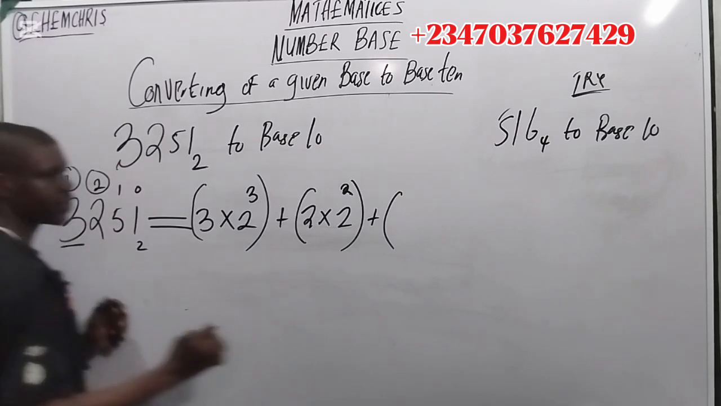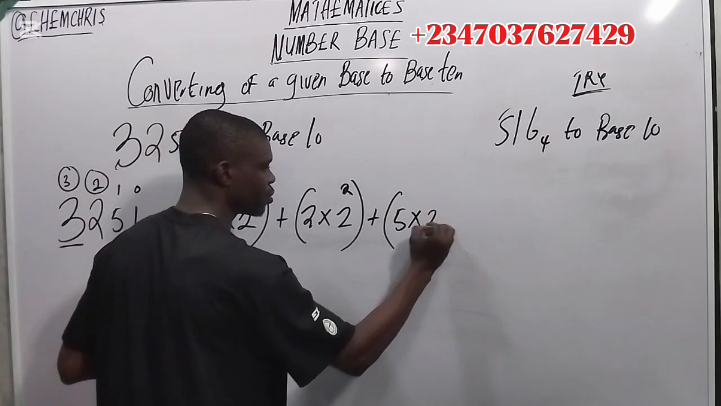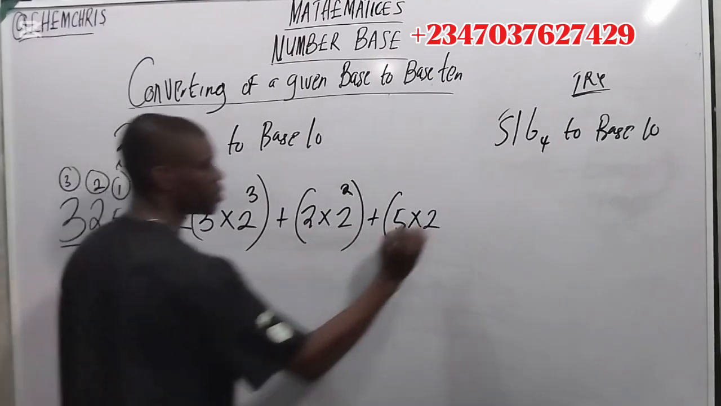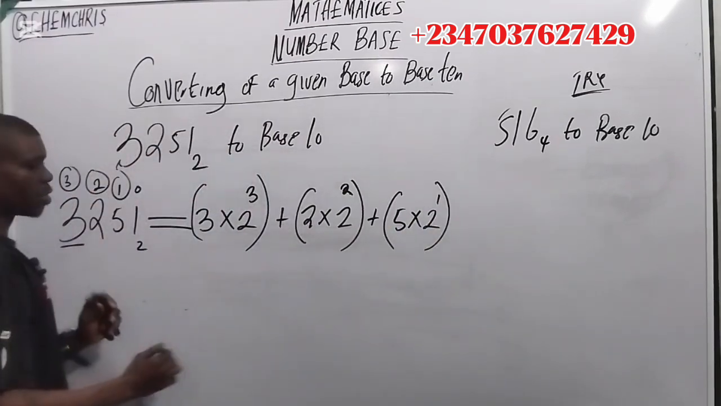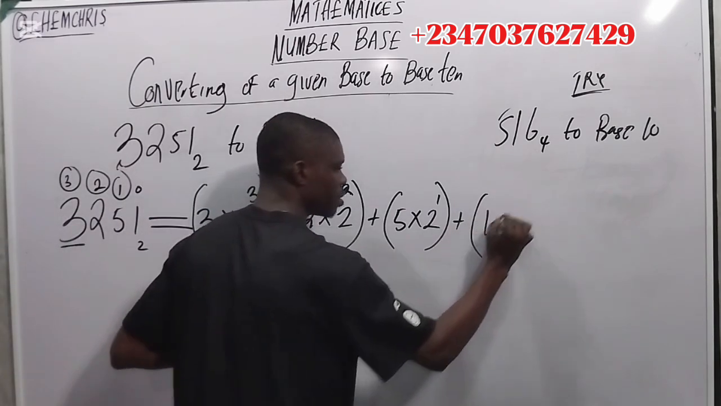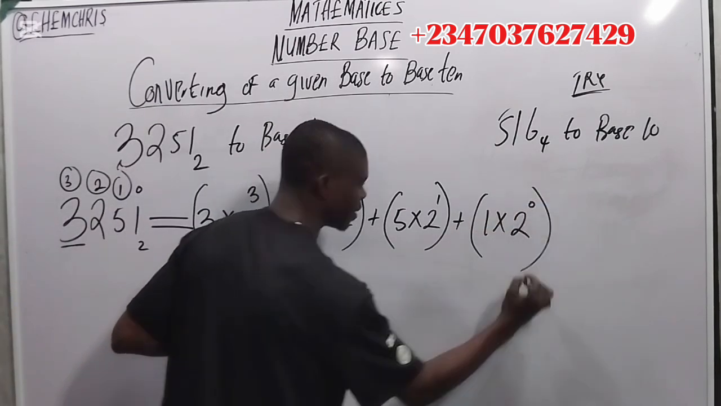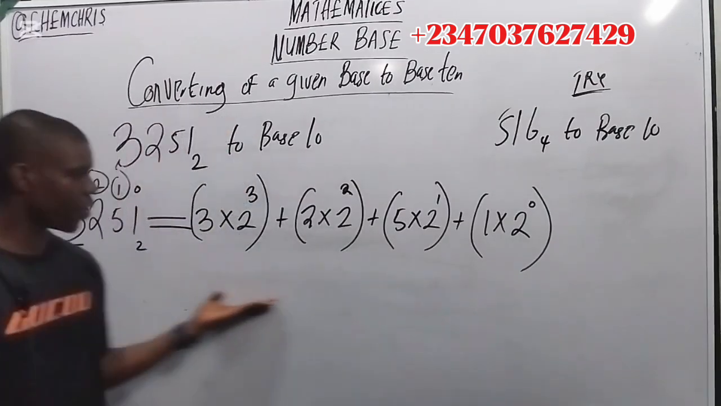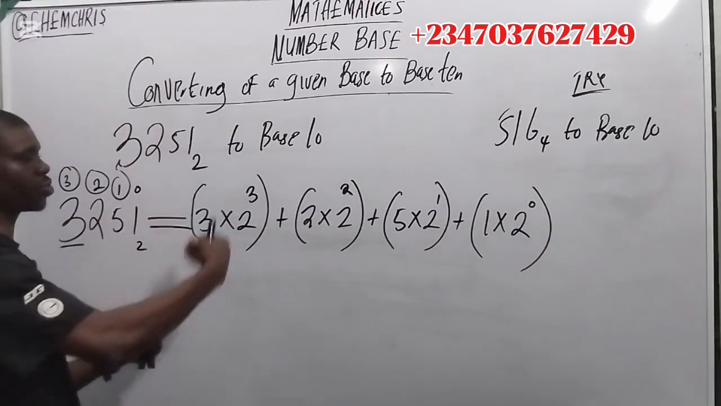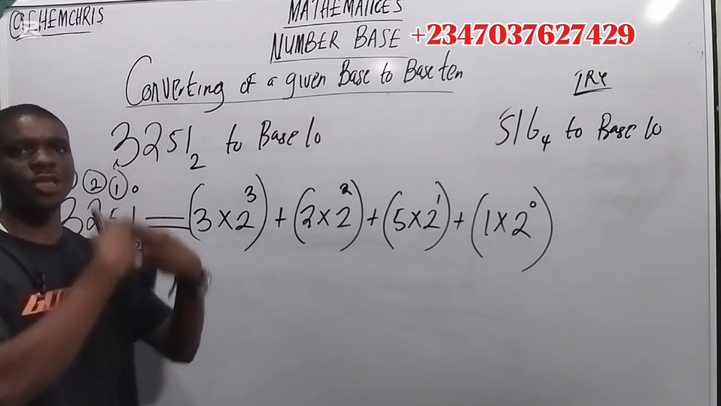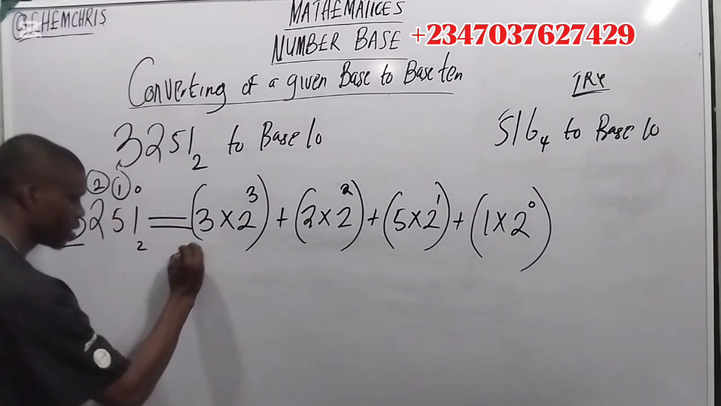Here we have 5. 5 times 2 raised by what? 1. Plus 1 times 2 raised by what? 0. Okay, so this is what you are going to get. Now, when you say 2 raised by 3, 2 times 2 times 2, 2 into 2 raised by 3 is what? Is 8.